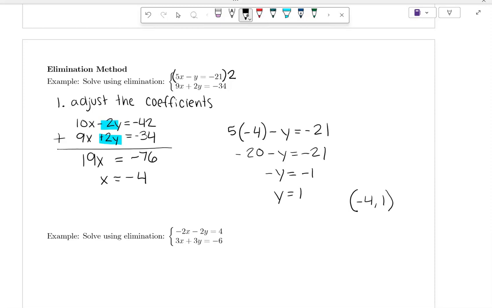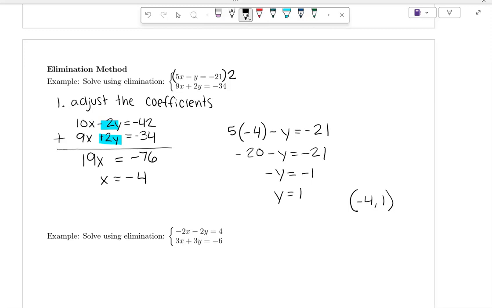Perfect. And again, just like the problems up top that we did with substitution, if you're really worried that you don't know if that's the right answer, you can plug those two numbers back into both equations, and if it's a true statement, then you know that you got it right.